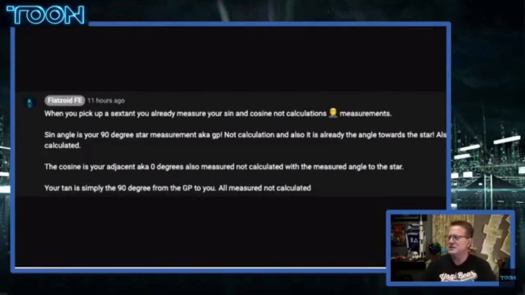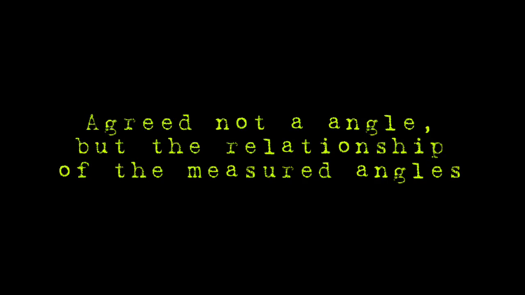Sextants here. When you pick up a sextant, you already measure your sine and cosine, not calculations, measurements. What? No. A sextant's not measuring sine and cosine. It's measuring an angle. Oh my gosh. Yes, totally agree. It is measuring angles, not sine and cosine. But yeah, sine and cosine is just a relationship to angles. What happened to sextant doesn't measure angles, you know?